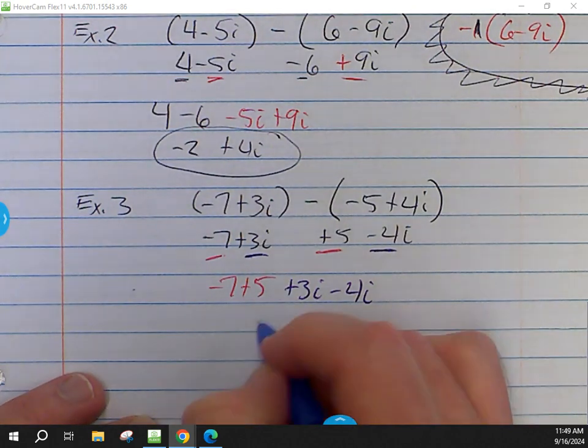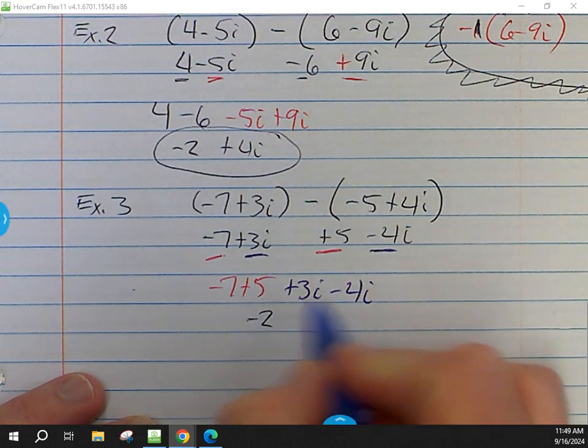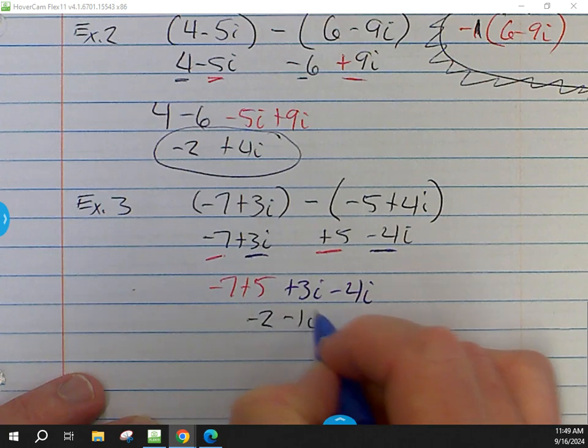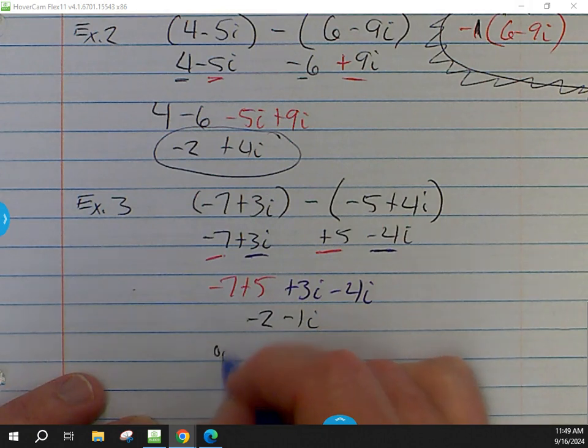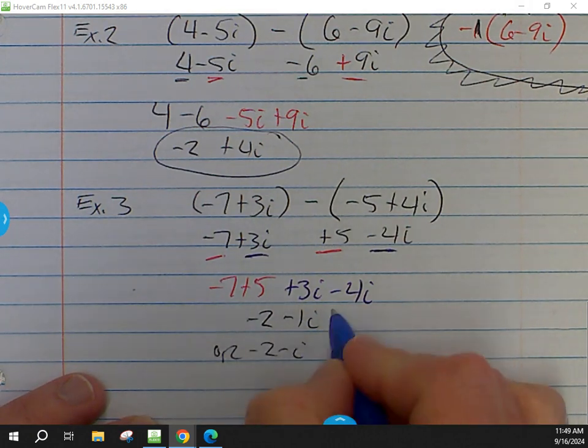It's negative 7 plus 5, that's a negative 2. It's 3 minus 4, that's a negative 1i, which you could leave that way. You also could just do negative 2 minus i. Either one of those two answers would be fine.